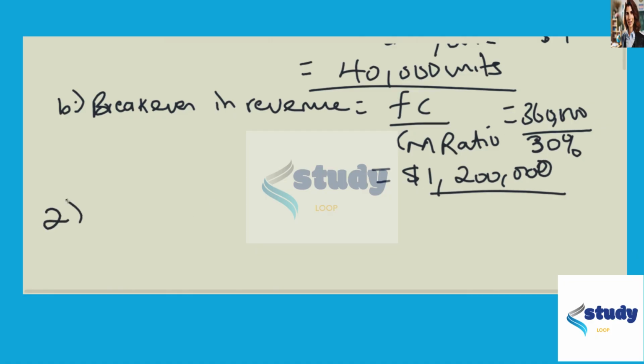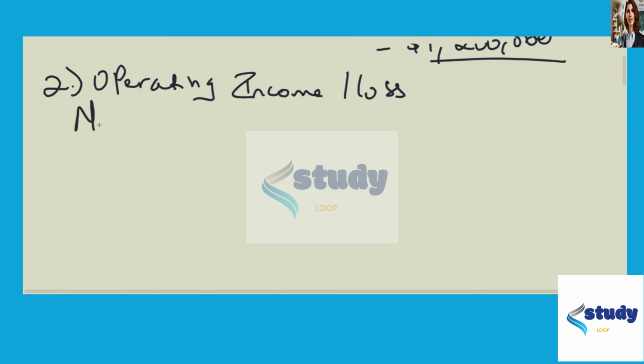So the next question, question 2, says if 35,000 units are sold, so we sell 35,000 units, what will be the store's operating income or loss? So the operating income or loss is what we're going to find. And we sold 35,000 units. So number of units sold is 35,000 units, right?